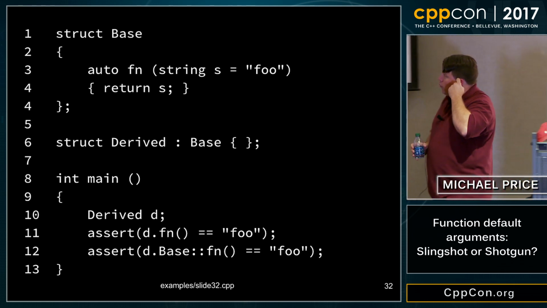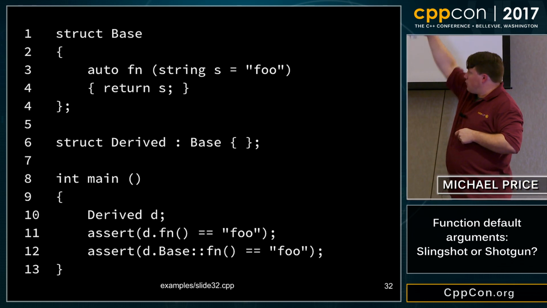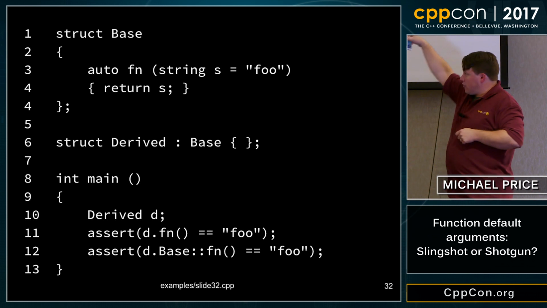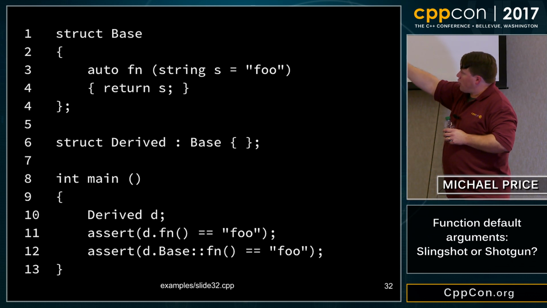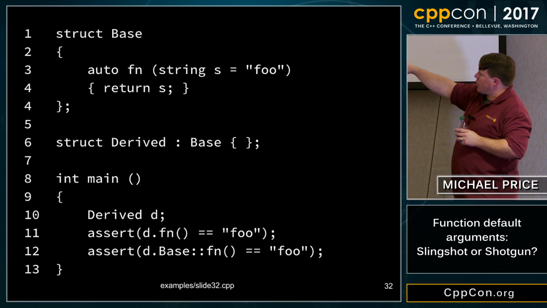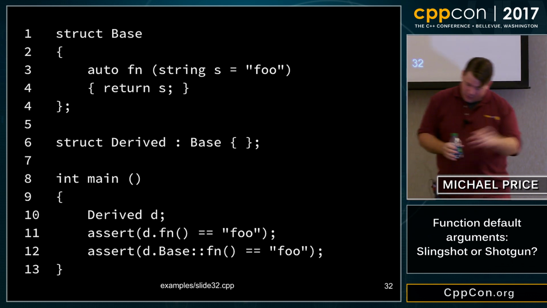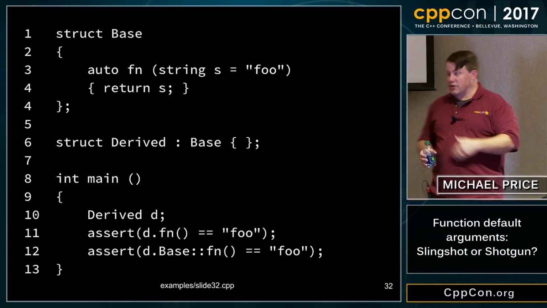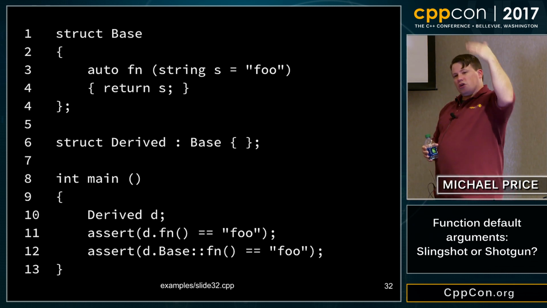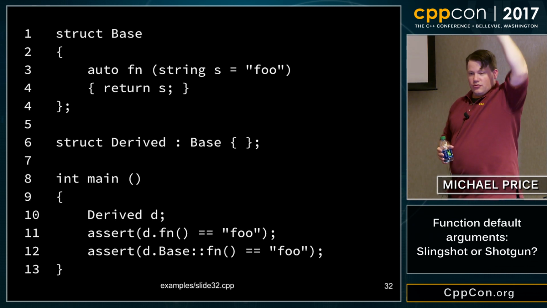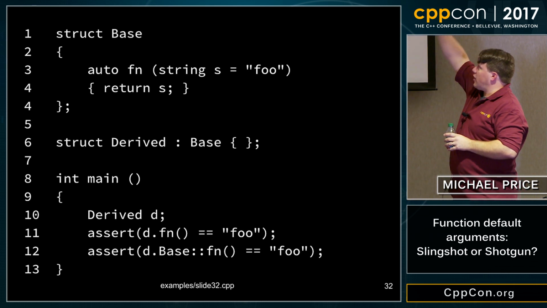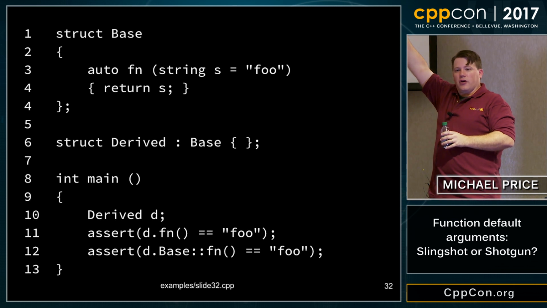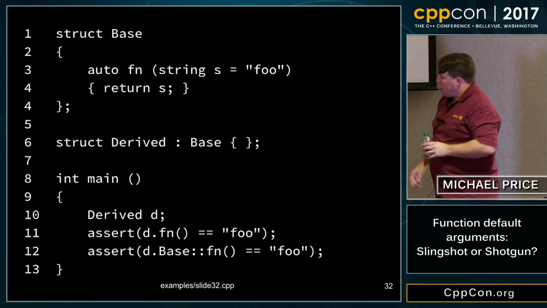So default arguments on base member functions are visible in your type, right? So base has one of these things. Derived is derived from base. I make a derived D. When I call its member function fn, it's going to go, okay, I need to find an fn. It's going to look in derived, nope, there's no fn there. It's going to look in base and go, okay, fn is in the base, I can do that. And it's going to see you didn't give me any arguments. Okay, well, that's okay. I can invoke this with that default argument, and it works as you would expect.